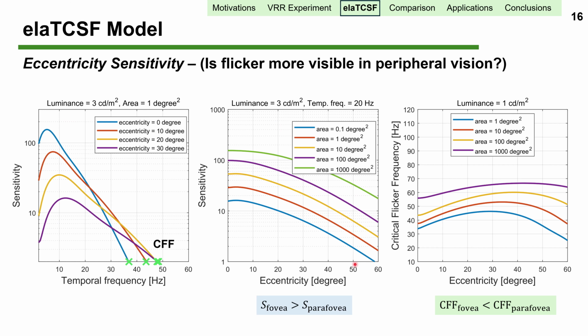Here we address our second motivation, whether the periphery is more sensitive to flicker than the fovea. First, recall that CFF corresponds to the frequency at which sensitivity equals 1. So as shown in this left figure, the TCSF shape changes with eccentricity, becoming flatter as eccentricity increases. Consequently, as illustrated in the middle figure, the peak sensitivity in the periphery is lower than in the fovea. However, in the right figure, we can find that the CFF in the periphery is higher.